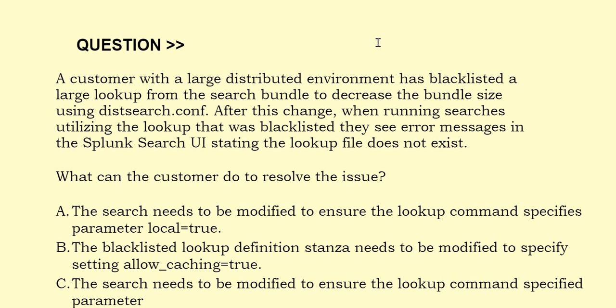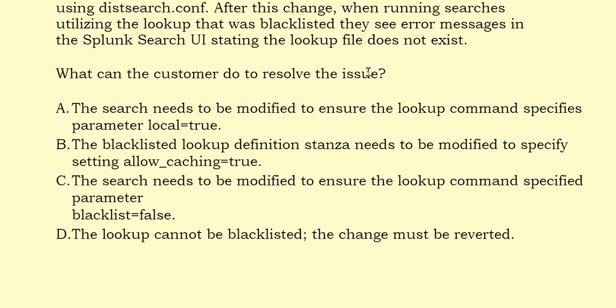Option A, the search needs to be modified to ensure the lookup command specifies parameter local equals true. Option B, the blacklisted lookup definition stanza needs to be modified to specify settings allow_caching equals true. Option C, the search needs to be modified to ensure the lookup command specifies parameter blacklist equals false. Option D, the lookup cannot be blacklisted, the change must be reverted. The correct answer is option A.